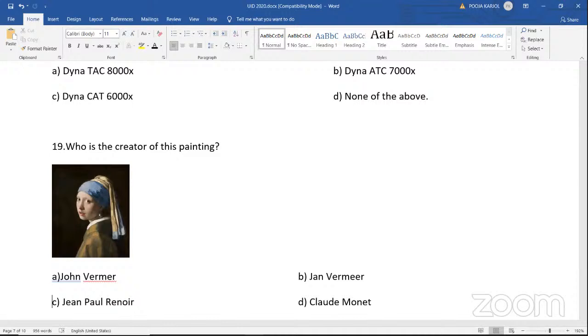Okay, after this paper, if time is there, we'll go through some of the painting eras. I have some notes there on Claude Monet.